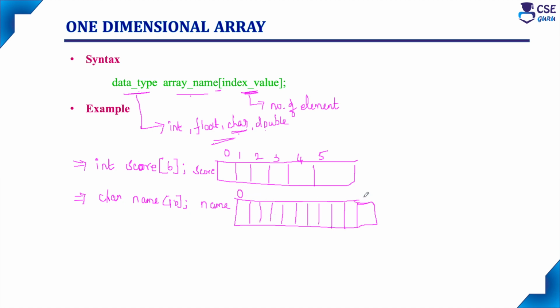From 0 to n minus 1. So totally 10 memory locations. Starting index is 0 and last index is 9. So this is nothing but the array declaration. Here, if we want to access any data element, we do it with the help of the index value only. To access location 0, we use name of 0, and to access this location, we use name of 1. Likewise, with the help of index value only, we can access the array elements.